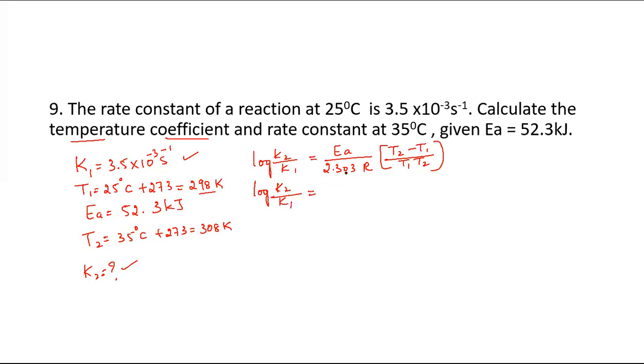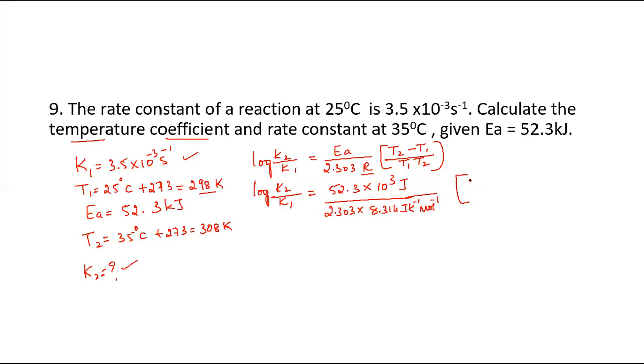The EA value is 52.3 kilojoules. We can convert this into joules: 52.3 into 10 to the power of 3 joules, because if it is in joules it will match the R value here, that is joule per Kelvin per mole. 2.303 as it is. What is the R value? 8.314 joule per Kelvin per mole, right?